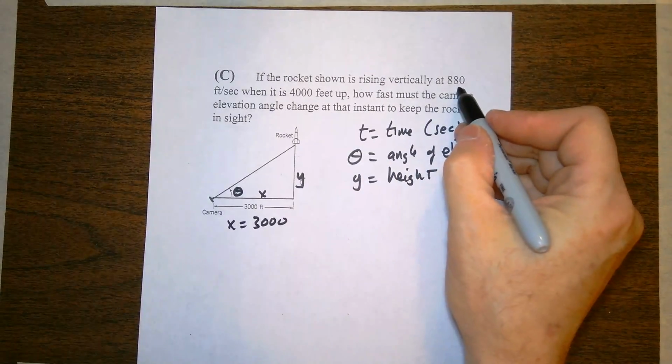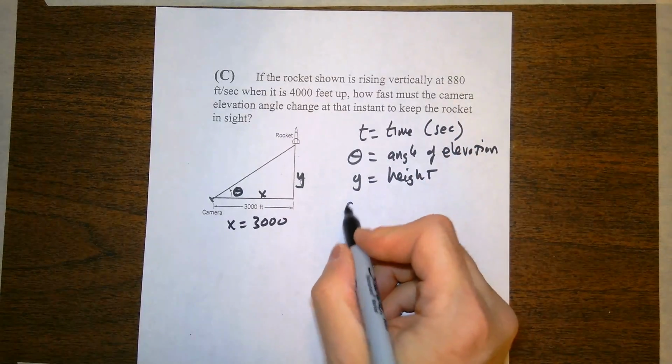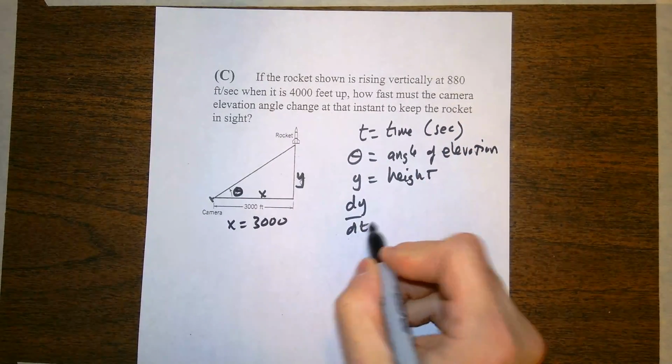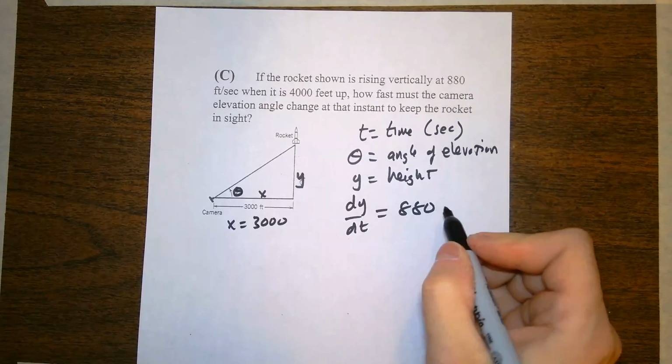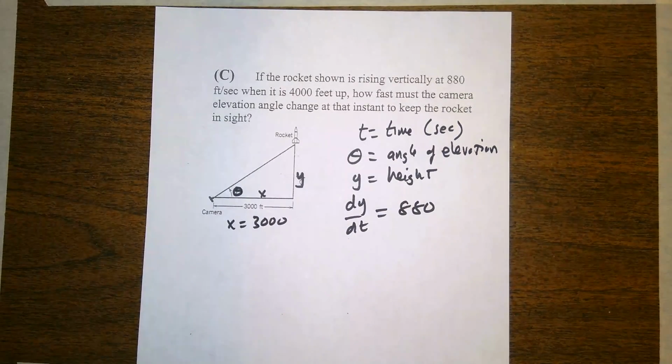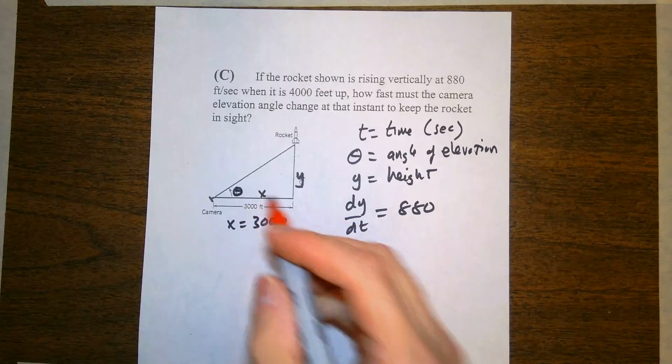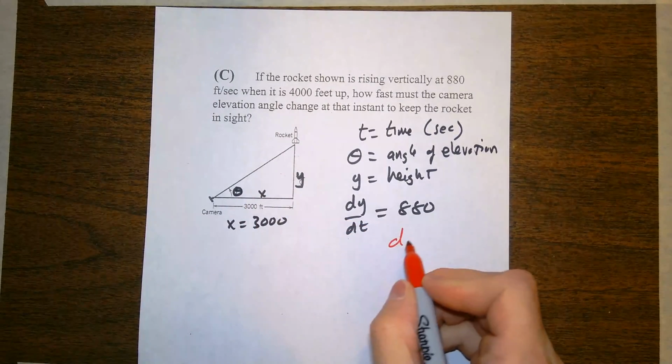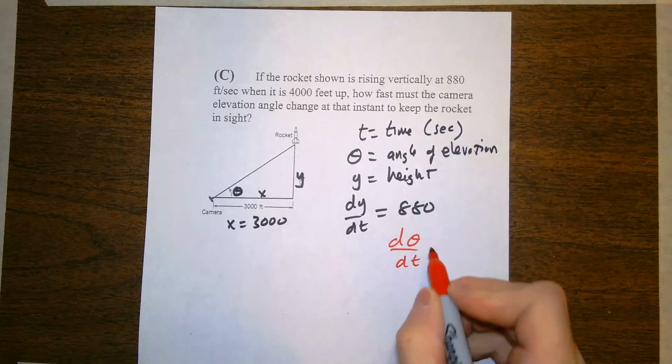This 880, what is that? That is my dy dt, which is 880. And what am I trying to find? What is the rate of change that I'm trying to find? Well, the changing angle here. So I'm trying to find d theta dt.